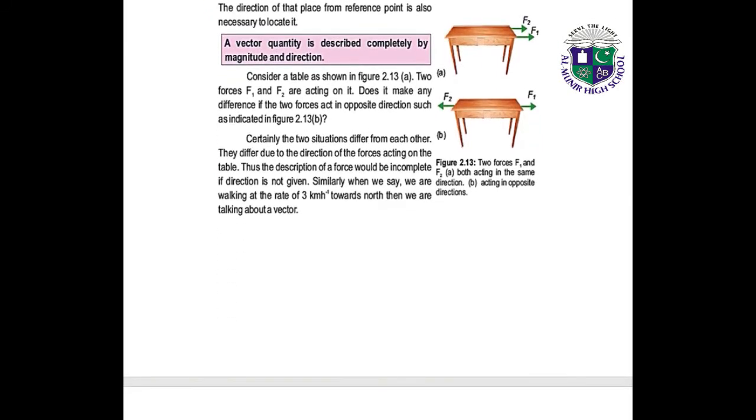Here we have the example of a table. Consider a table. Two forces F1, F2 are acting on it. Does it make any difference if the two forces act in opposite direction? Certainly, the two situations differ from each other.